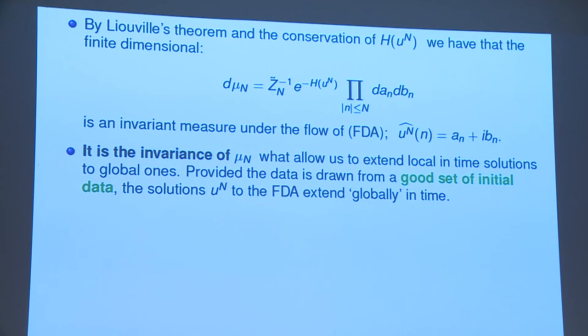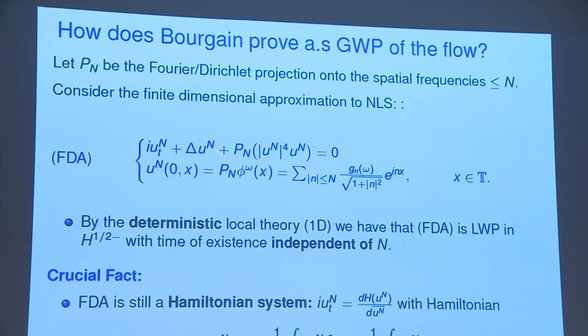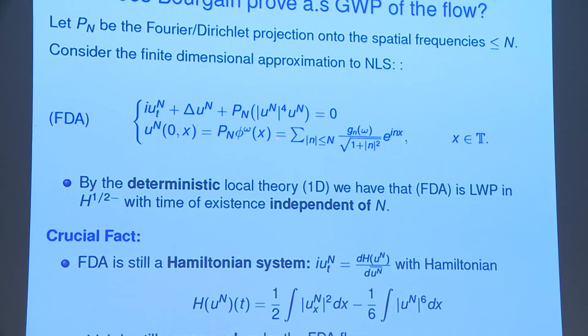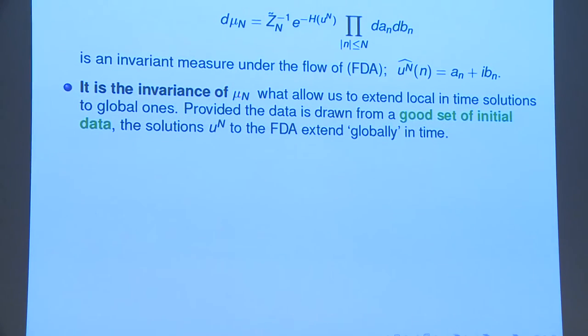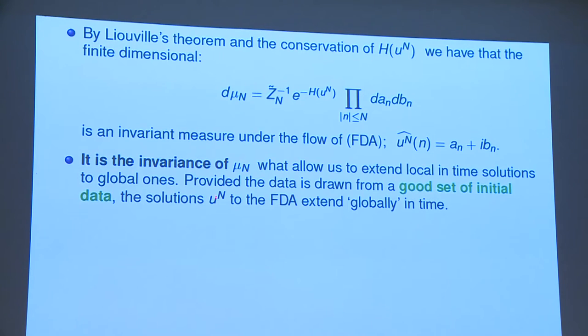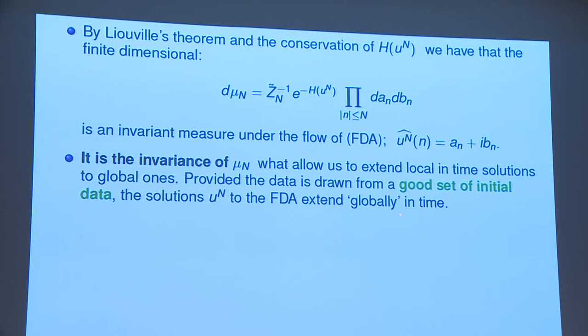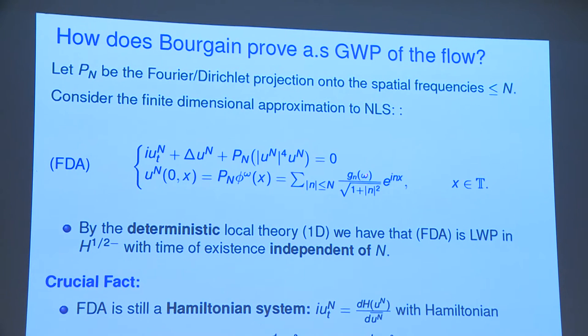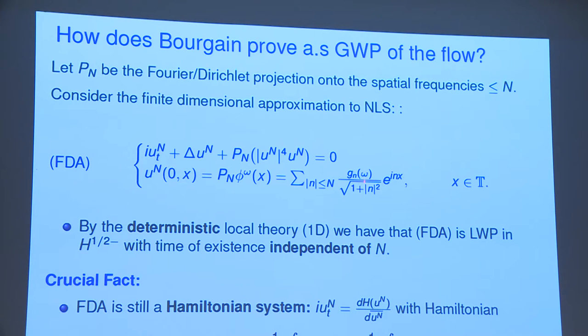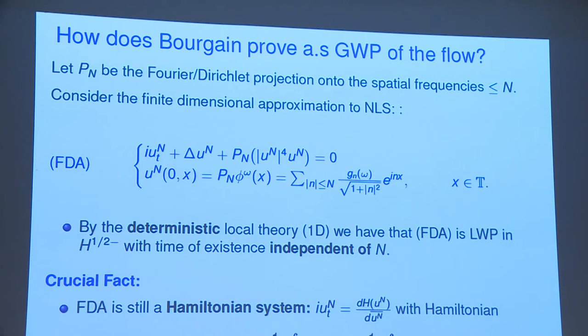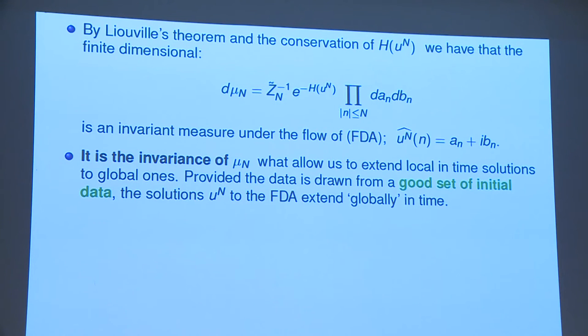And now what you do is you use the invariance of the finite dimensional measure to continue. So you know by the local theory, you have a deterministic local theory for this. And so now you use the invariance of this to continue the solution to the finite dimensional approximation to a global one in time, provided that you are on a set of good data. So what that means is that in this process, you have to select a set of omegas with probability one that tell you that you can continue, that you can do this process.